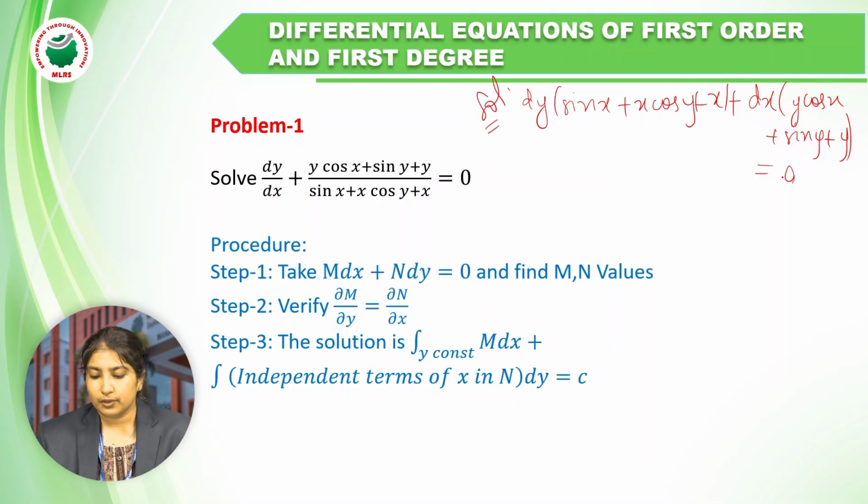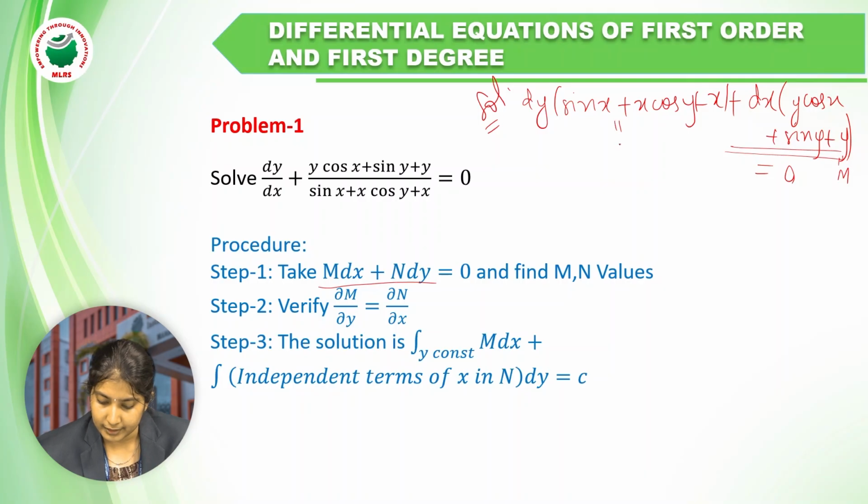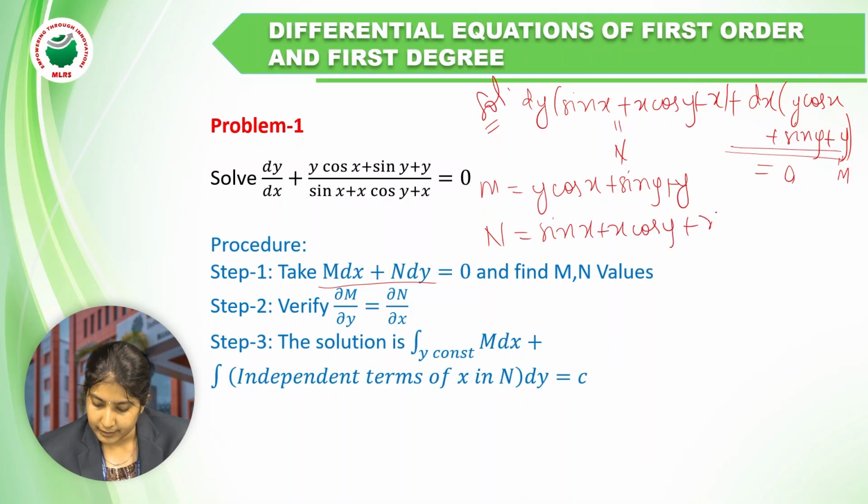So our equation should be of the form M dx plus N dy equal to 0. So write the terms here. This is my M, because M dx is coming here, and this is my N. So M is how much? Let me write it here. M is y cos x plus sin y plus y, and N is sin x plus x cos y plus x.